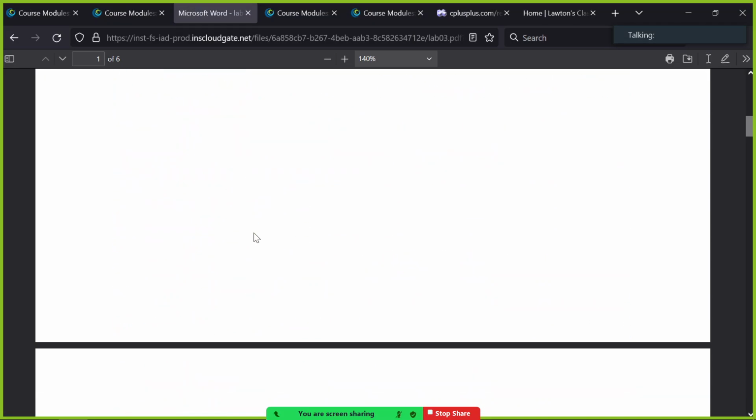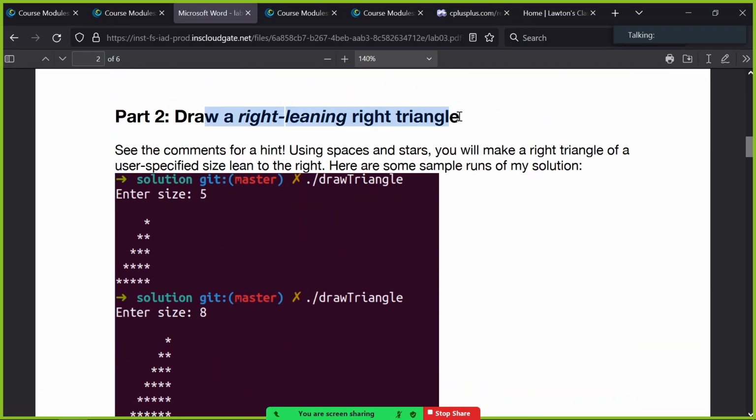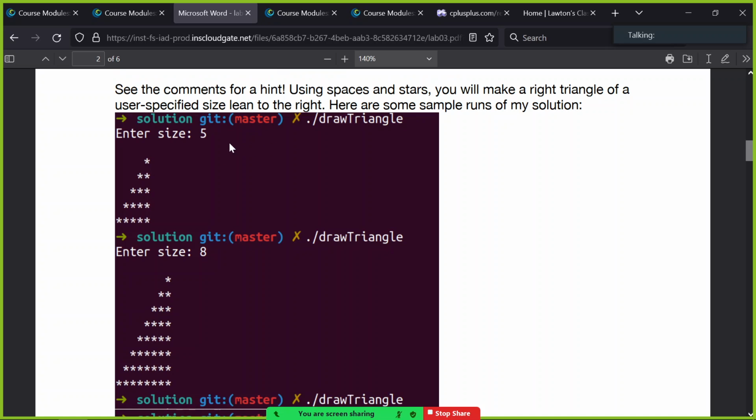All right. First part, I would like you to draw a right-leaning right triangle. I drew a left-leaning right triangle. You've got to draw a right-leaning right triangle. So here's what it should look like. You're going to enter a size, and then the size is how tall the triangle is that you're about to draw. You're going to draw it with stars, and it's going to be right-leaning. So on this first line, there's going to be 4 spaces and then the first star. On the next line, there's going to be 3 spaces and then 2 stars. 2 spaces, 3 stars, 1 space, 4 stars. And then the last line is all 5 stars right at the beginning. Right? So that's how you do that. Size 8 is as you would expect, but it's leaning to the right. Right? I showed you a left one.